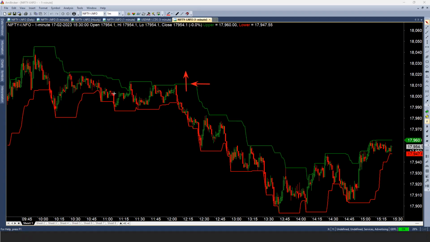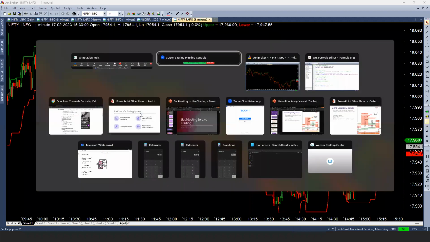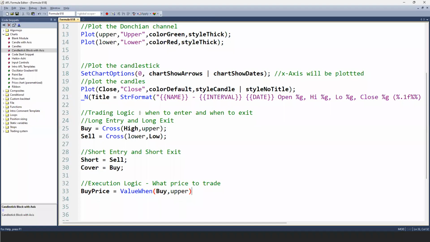Likewise, when the price is breaking down the lower channel, exactly the lower channel value is going to be my exit value. Then only the backtesting report will be proper. So we are instructing the backtester what price to trade, when to trade. All these instructions I'm going to give to my backtester, right?